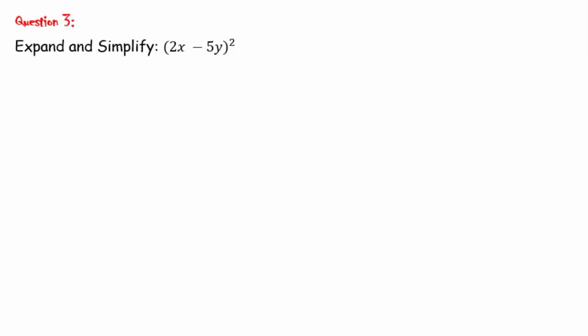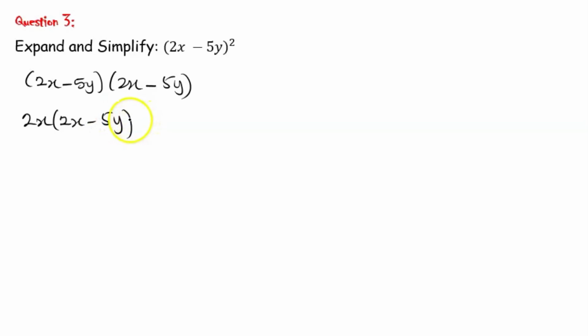Let's take more questions. This is another one. This one simply is telling us to also expand, but they have squared it, so there's no big deal. They are just telling us that this bracket has been repeated. Okay, so this is this minus 5y. That's the meaning of that square. All right, so what do we do again? We open it, right? We have 2x minus 5y, then minus 5y into 2x minus 5y.